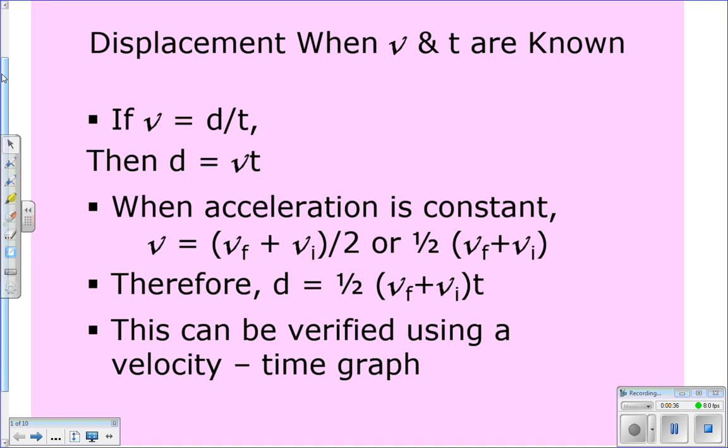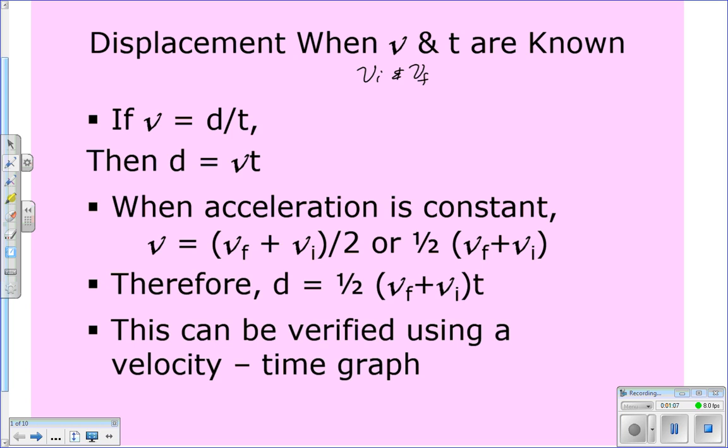So first we're going to start off with finding the displacement, how far it moves, when the velocities and the time period are known. So this V should actually be VI and VF. So basically what we're going to be doing today is taking some equations and then deriving other equations from them. So this is kind of a math lesson.